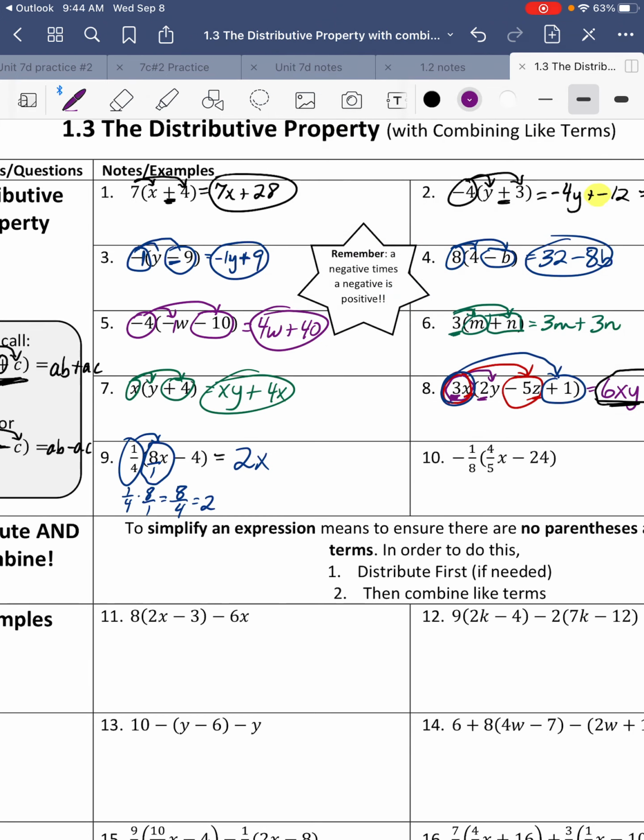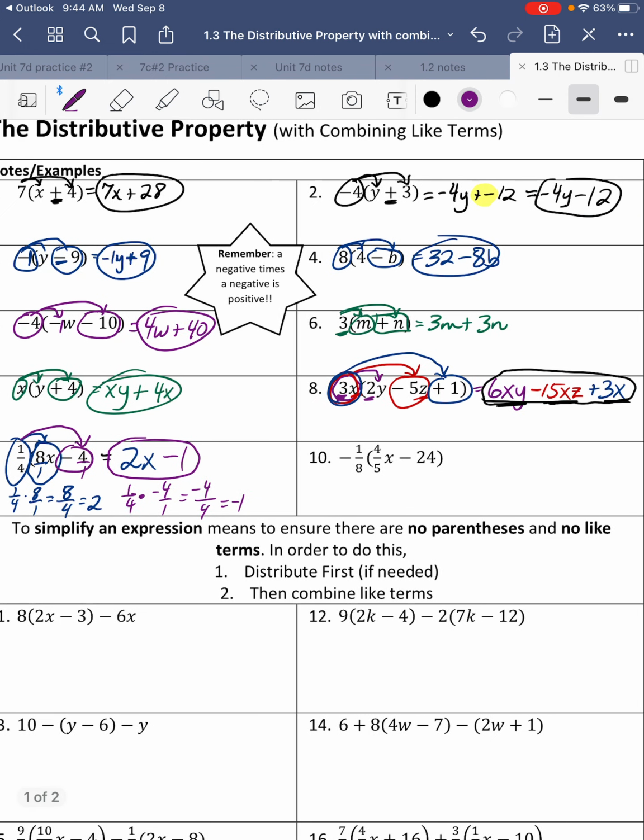And let's do that again. 1/4 times a negative 4, represented over 1. So we have 1/4 times negative 4 over 1. Multiply the numerators, negative 4. Multiply the denominators. 4 times 1 is 4. Negative 4 divided by 4 is negative 1. So that's going to be minus 1.